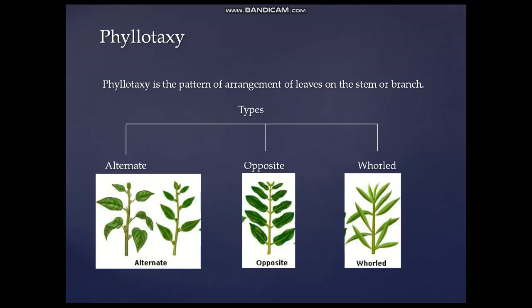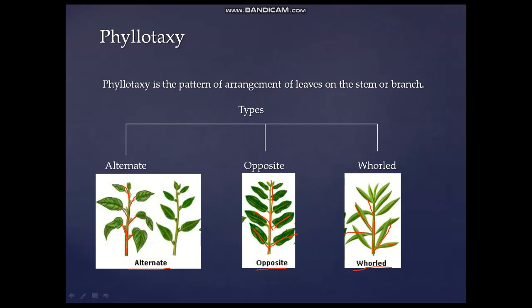Now look at this diagram and find out. In case of alternate, a single leaf arises from this node, and another leaf arises from this node, forming an alternate angle. In case of opposite, a pair of leaves arises opposite to each other. Next one is whorl. Many leaves arise from each node. So this is regarding the arrangement.